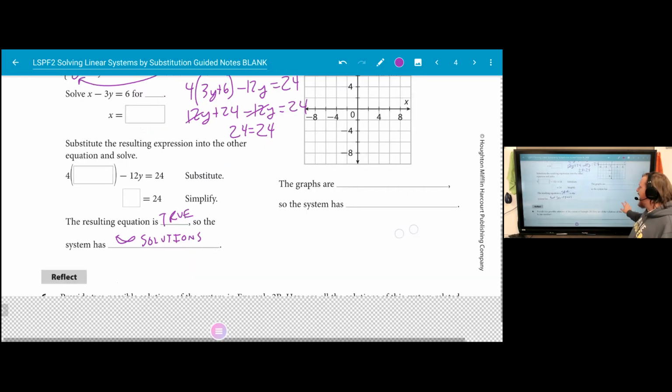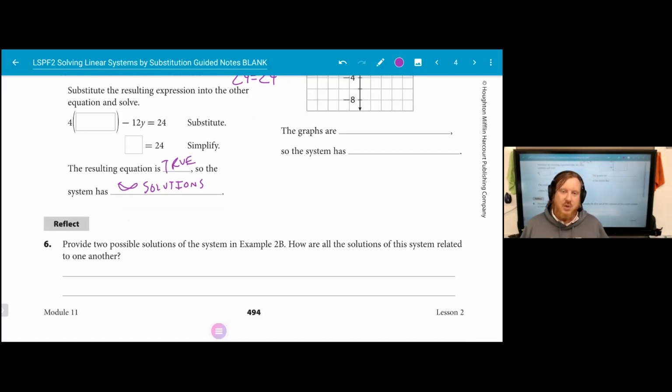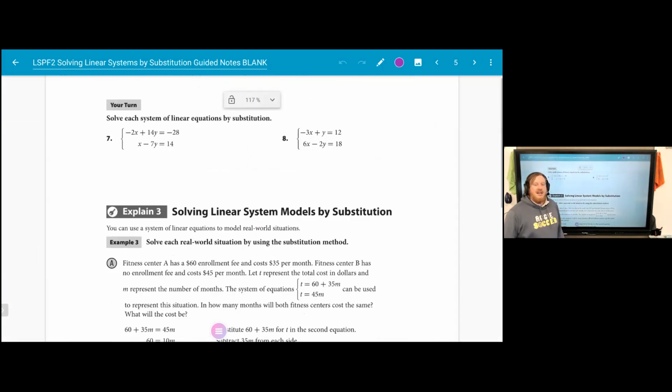Okay? That's how you get the same things that we did with graphing: with intersecting one time, with parallel lines, and with the same line. Well, you know what time it is. It's your turn. Give these two a shot, come back and check your work.